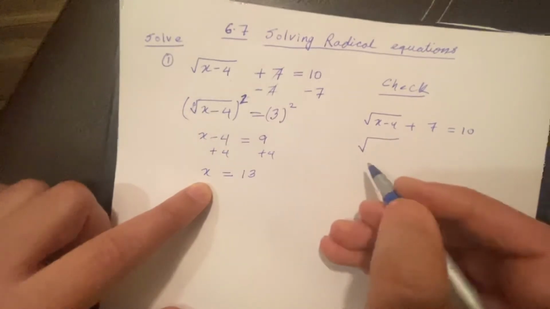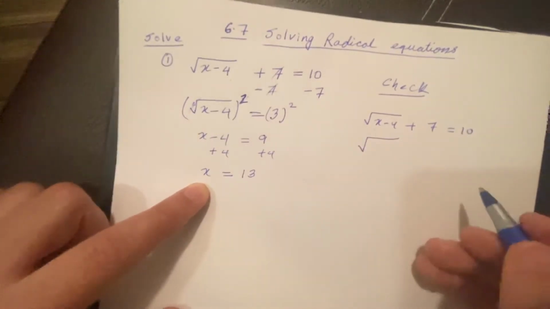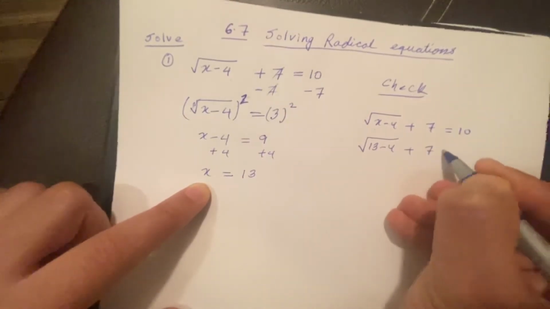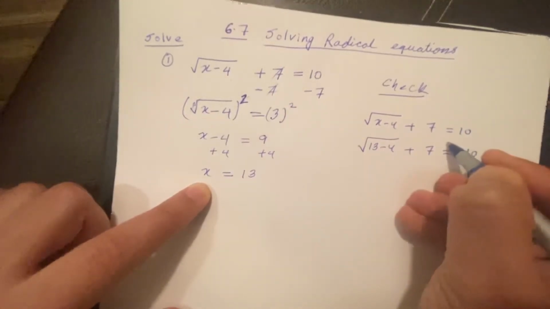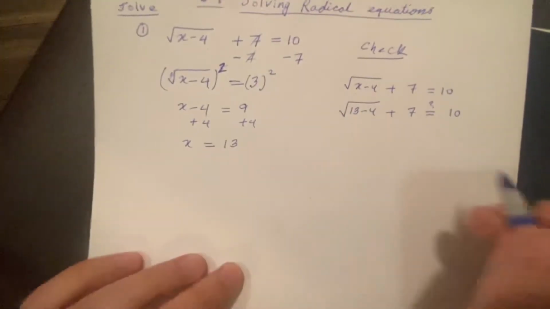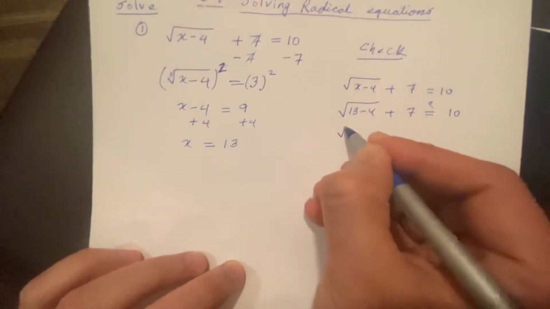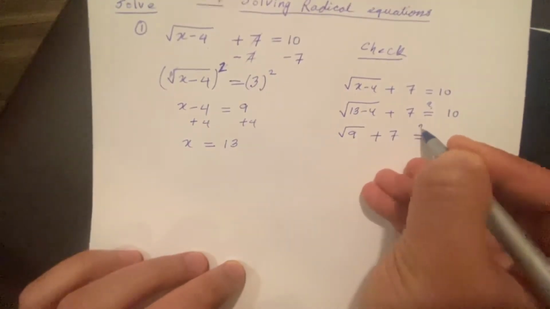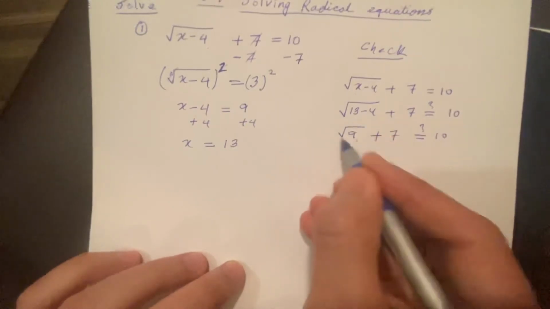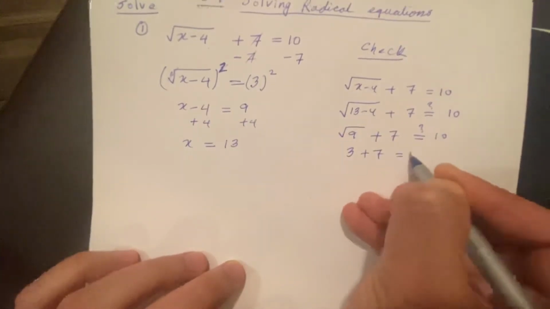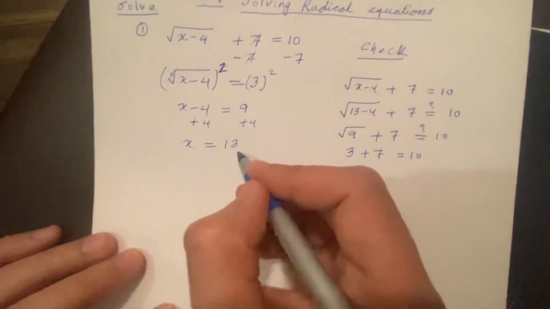So x is 13. So the square root of 13 minus 4, plus 7 is equal to 10. Well, we don't know that, so let's just put what. Now 13 minus 4 is 9, and the square root of 9 is 3. So 3 plus 7 is equal to 10. So that's true. So that means this answer is true.